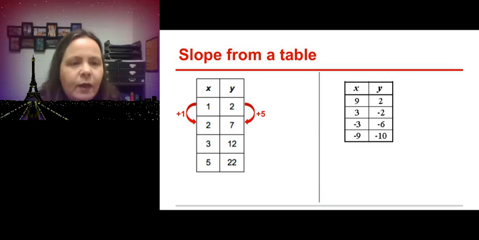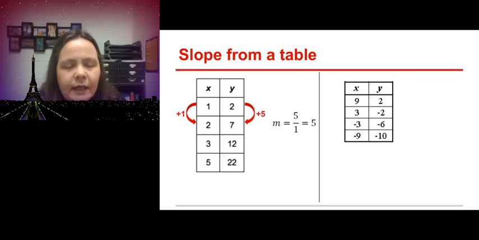And from 1 to 2, I have to add 1. So if I'm looking at my change in y over my change in x, I get that my m equals 5 over 1. Well, I want to make sure that this table is linear and that continues. So from 7 to 12, I get 5, and from 2 to 3, I get 1. So 5 over 1 is still 5.